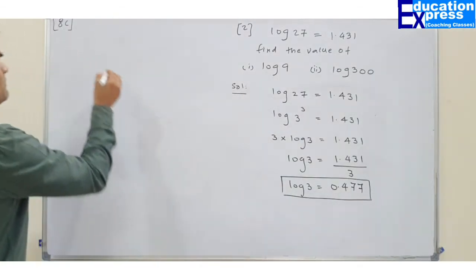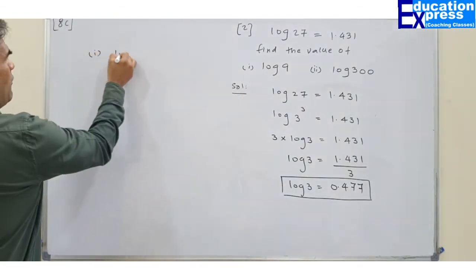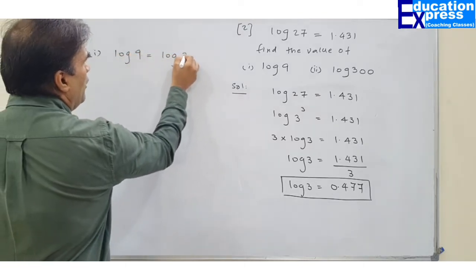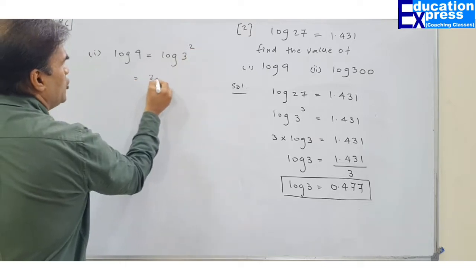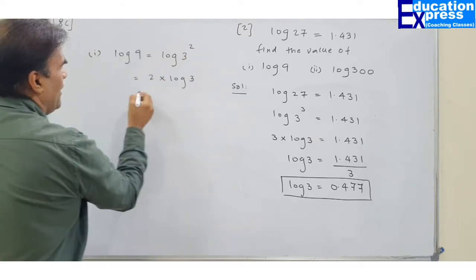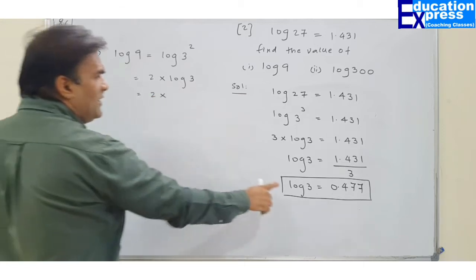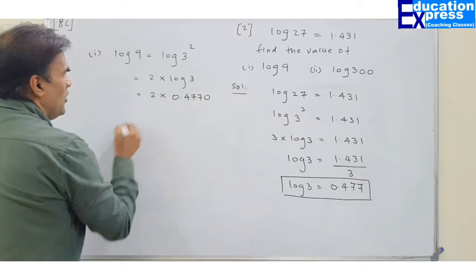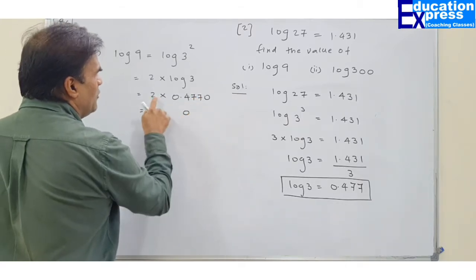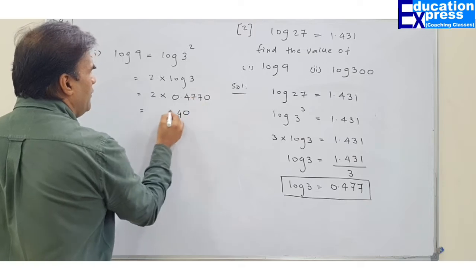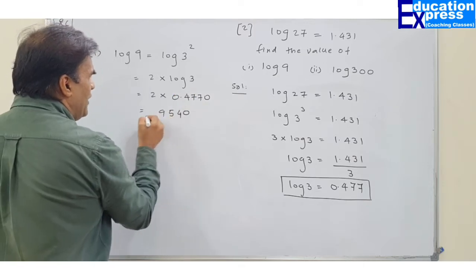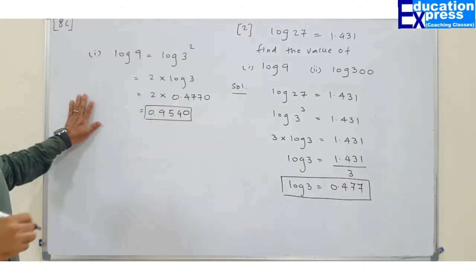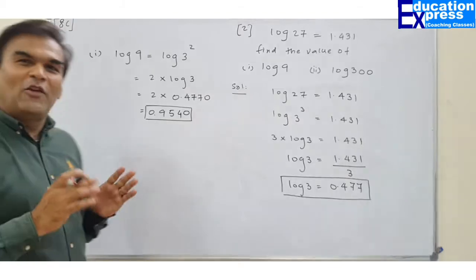It's going to be very simple. See the first part of it. We have to find log 9. We know log 9 can be written as log of 3 squared, which means 2 into log 3. That would be 2 multiplied by the value of log 3, 0.4770. So when we multiply, it's going to be 0.9540. This is how we find the value of log 9.